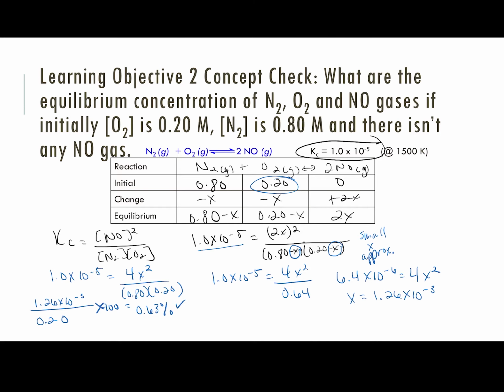And then we can solve for our concentrations of each. So our N2 and O2 concentrations don't change. Our N2 concentration is still 0.80. Our O2 concentration is 0.20, but our NO concentration would be equal to 2 times x, which would give us an NO concentration of 2.53 times 10 to the negative 3.